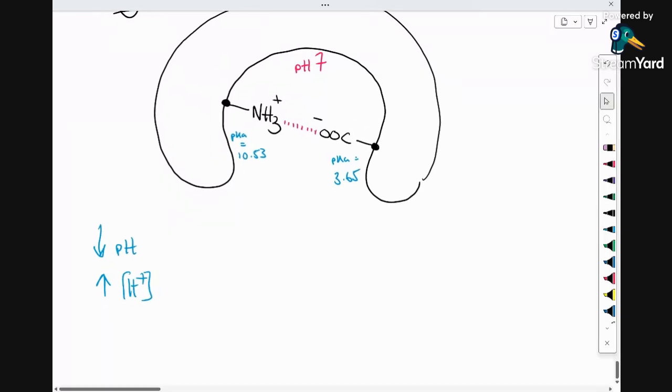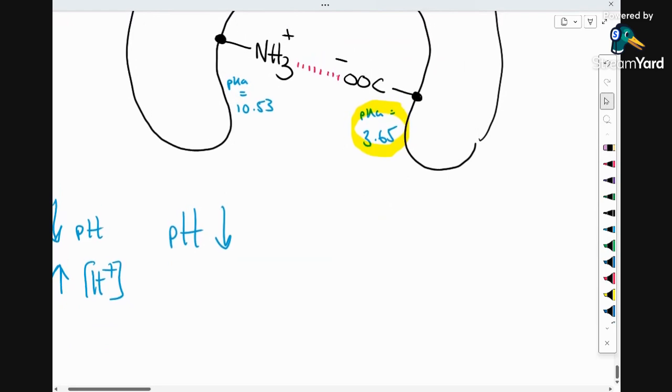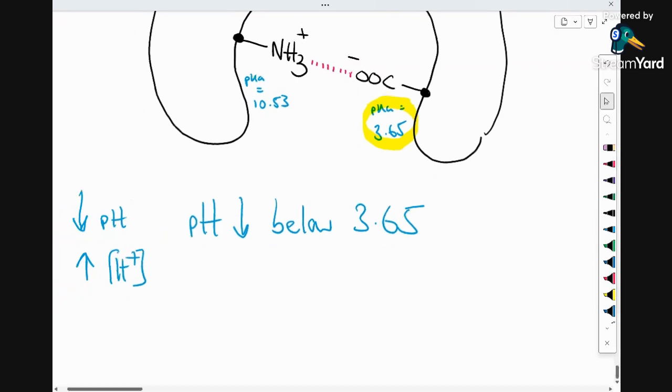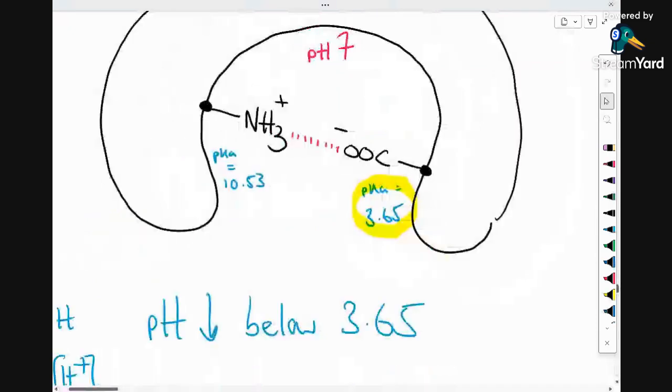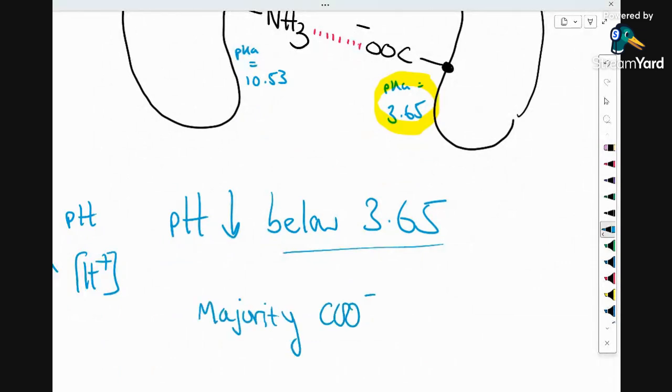And as the pH decreases from pH 7, to pH 6, pH 5, 4, 3, eventually it's going to encroach on our pKa value for our carboxylic acid. So the pH decreases below 3.65. When it's at 3.65, the groups are going to be protonated 50-50, remember. But as we get below 3.65, more and more, the majority of the COO minus groups will become protonated.